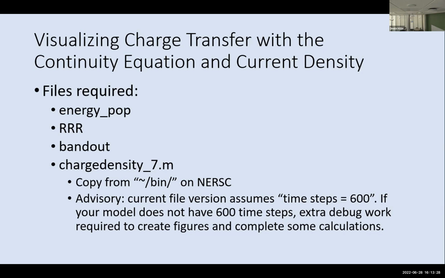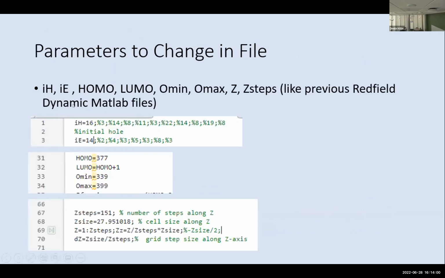So there's a file available on NERSC that was created by Dr. Johan, and for it, you need the energy pop file and the RR file, backed out just like we did from last week's basic calculations. As a note, the current version of the file assumes you have 600 time steps. I had to do some manual manipulation to the code itself since I didn't have 600 time steps for the graphics and some of the logic. So just a heads up about that if you use this file. But once you do get that going, you have some pretty similar inputs to last week's Redfield dynamic observables: the initial hole, the initial electron, the homo-lumo, then the Z steps.